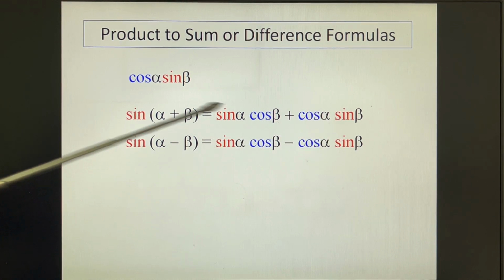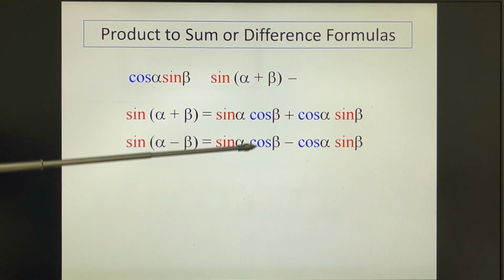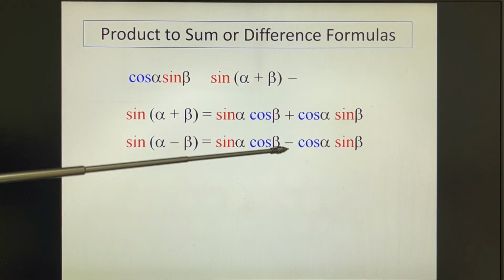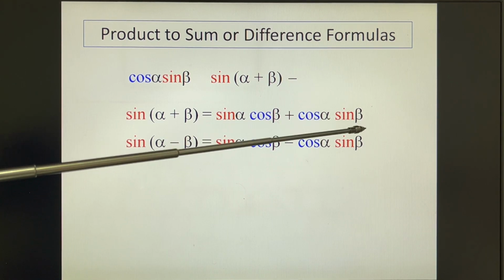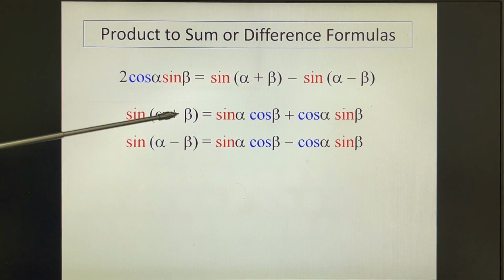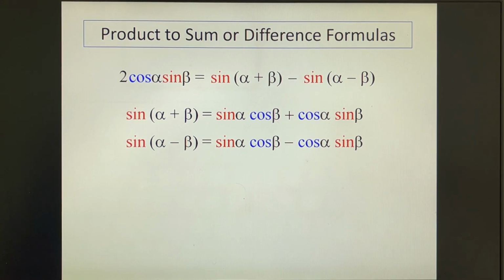This is one. So we take sine of alpha plus beta minus sine of alpha minus beta. These terms cancel out. These terms, minus negative, become positive, 2 cosine alpha sine beta equals sine of alpha plus beta minus sine of alpha minus beta. You see, it's less than 30 seconds.